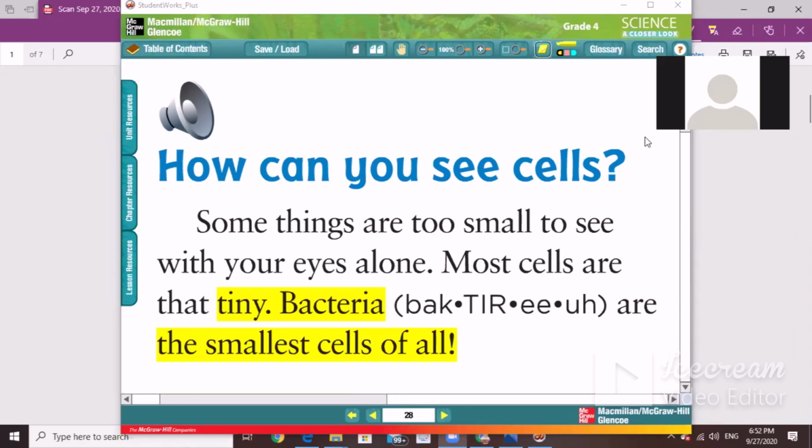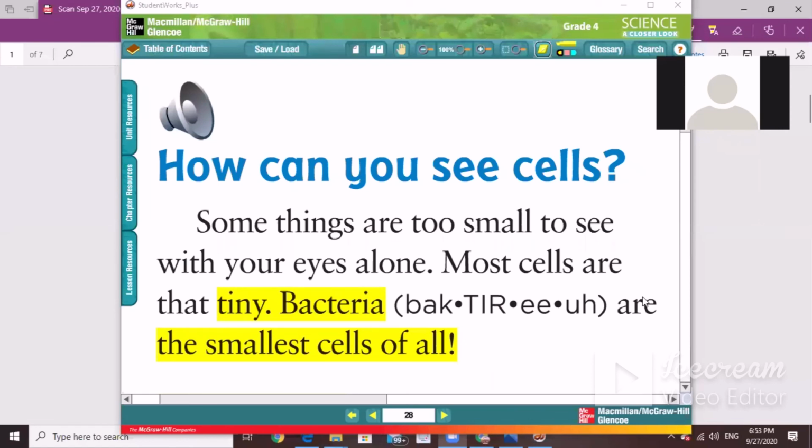Yes, يا أحمد, read. I'm sorry يا معاذ. يلا يا أحمد تفضل. Some things are too small to see with your eyes only. Most cells are that tiny. Tiny means very small. Yes, tiny. Bacteria are the smallest cells of all. Yeah, amazing. Thanks a lot, my dear friend.